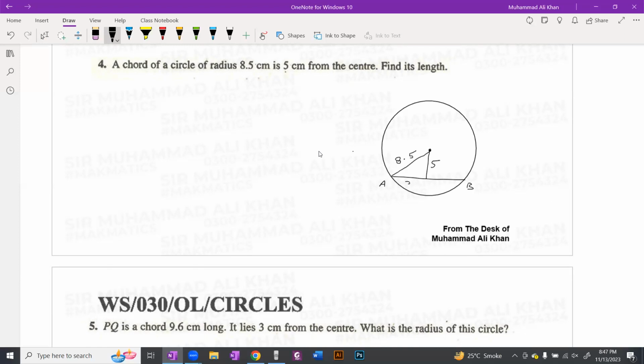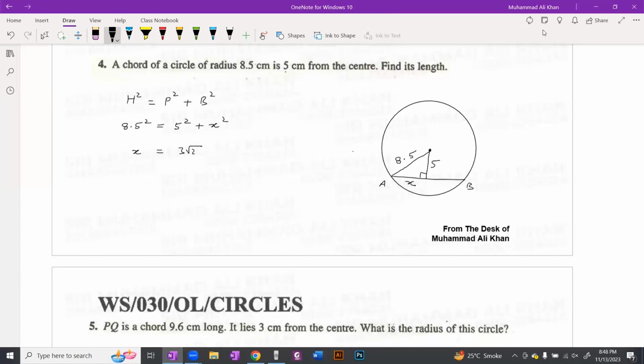Let's say the half of the chord is X. Here it is 90 degrees. By using again Pythagoras theorem, hypotenuse square equals perpendicular square plus base square. Hypotenuse is 8.5 square equals perpendicular, which is 5 square, plus half of the chord, let's say X. So what is the length of X? The length of X is 3 under root 21 divided by 2. Therefore, length of chord is 2X, so it will be 3√21. If you want, you can also write this in decimal.